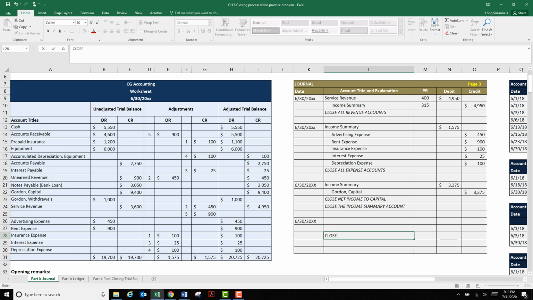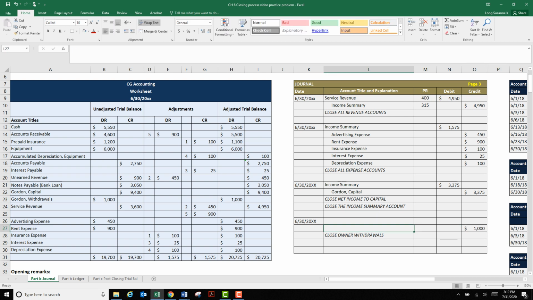Close owner withdrawals. So whatever we've got in there, we're going to close it out. Gordon withdrawals, we had $1,000. Yep, I remember that. And withdrawals are a debit. Yep, withdrawals and expenses kind of feel the same. Yep, left side, debit side. So we need to close it out. Right now it's a debit, so I need to credit withdrawals.